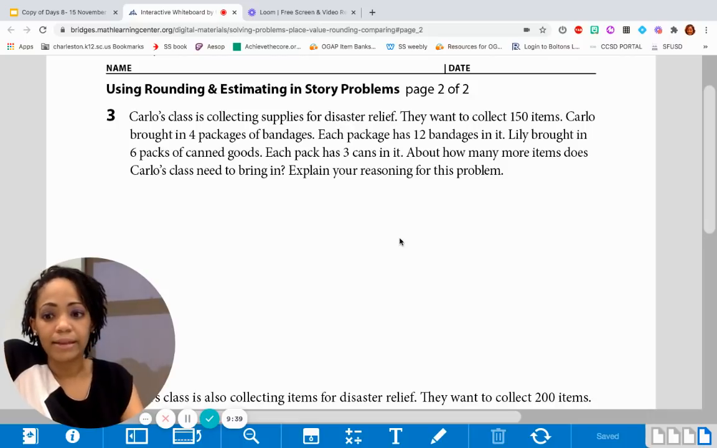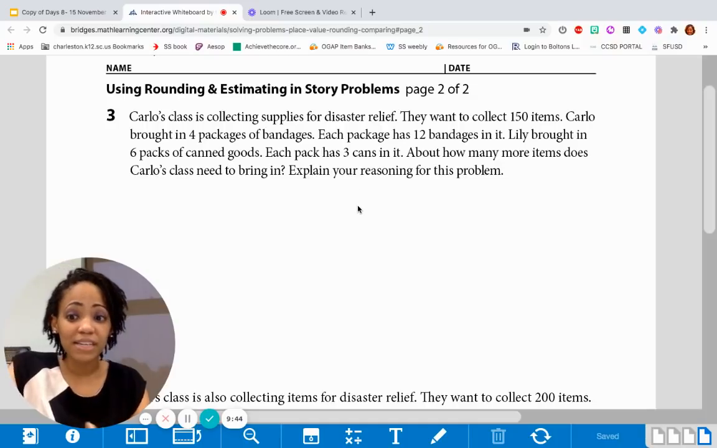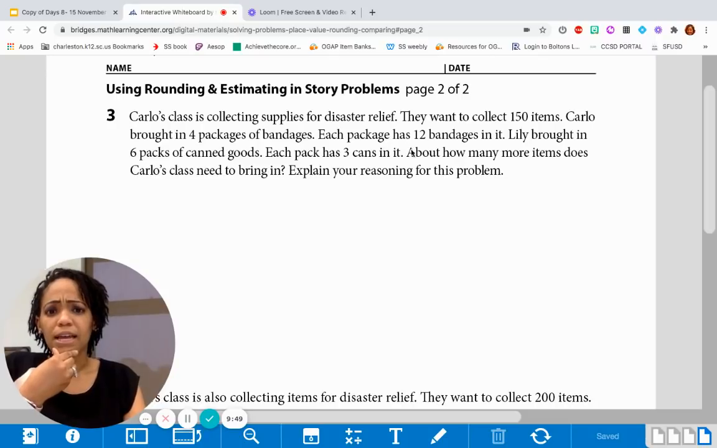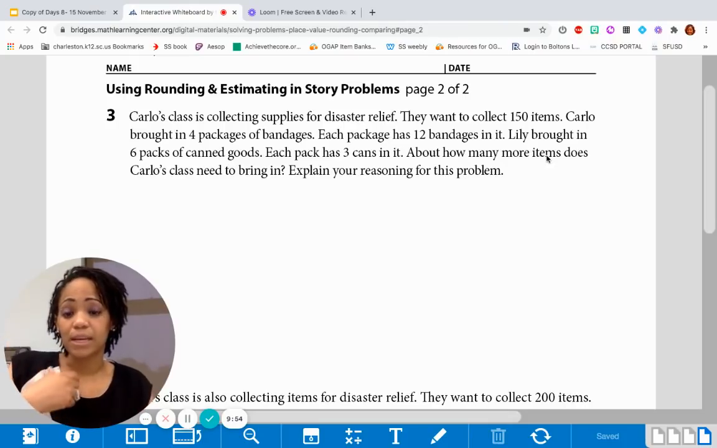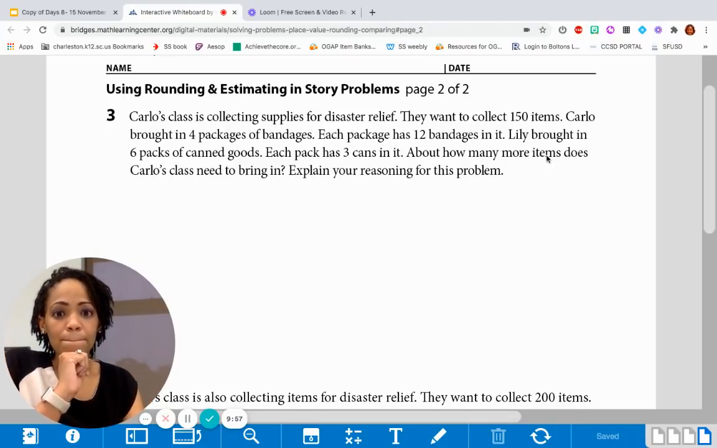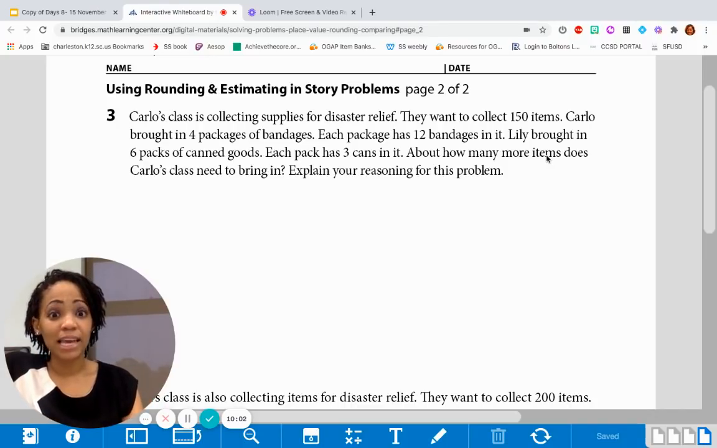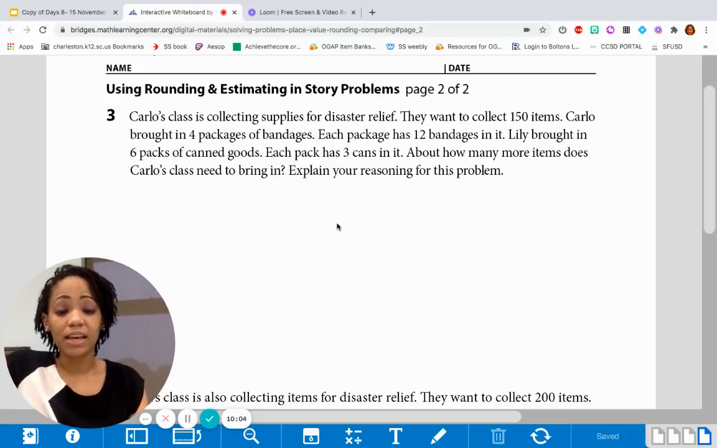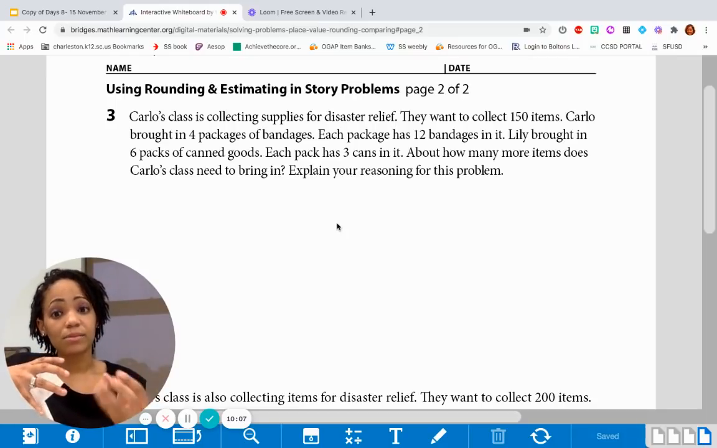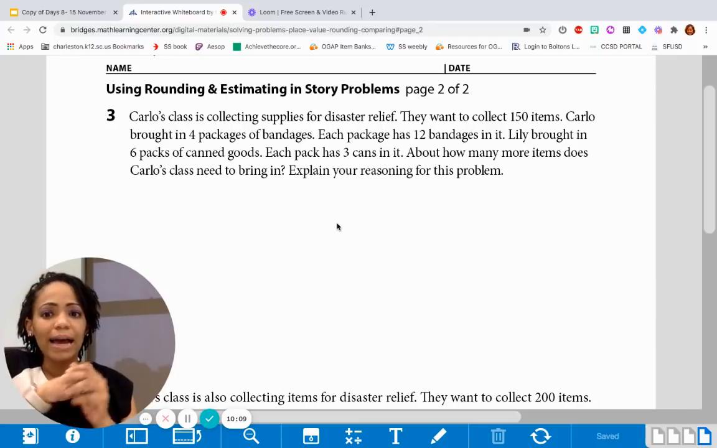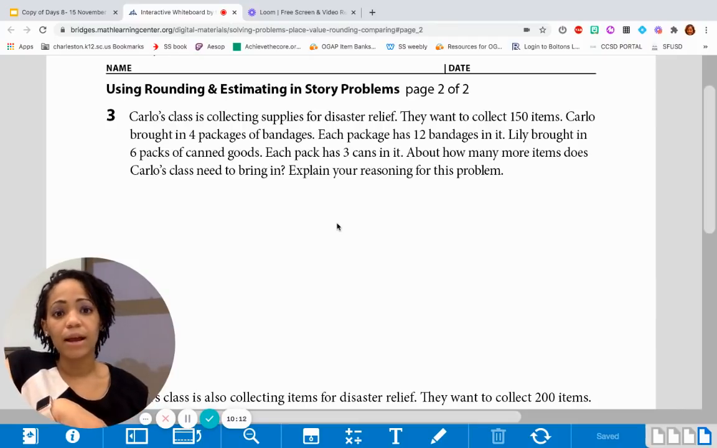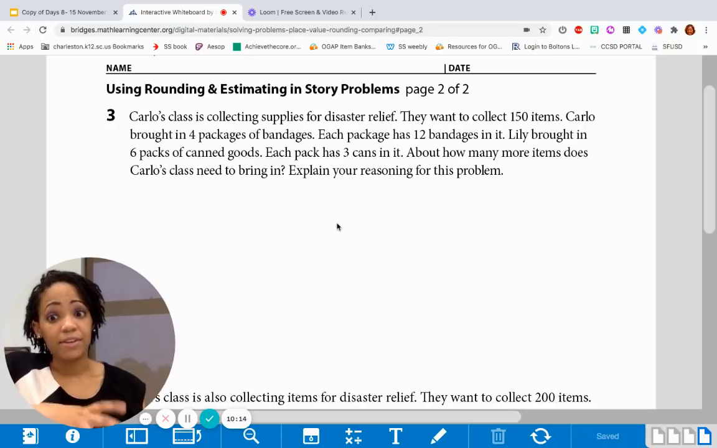So I'm going to tell you that in this problem you do need to round, but there are also parts of it where you need to be very precise. What part do you think you need to be precise with? Finding out how many packages they have, or about how many more items they would need to bring in? Yeah, let's be precise with finding out how many items they already have, because in each package there's more than one item. So how many bandages do they have in all?